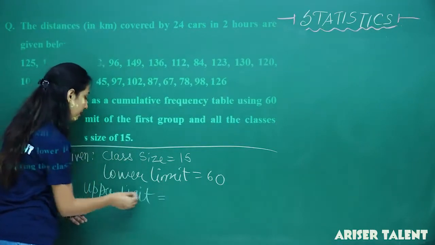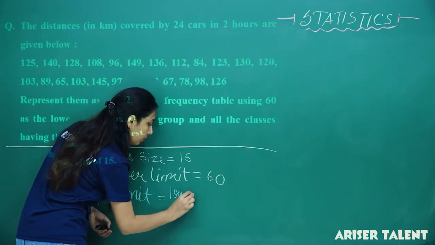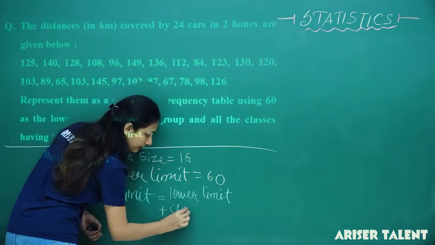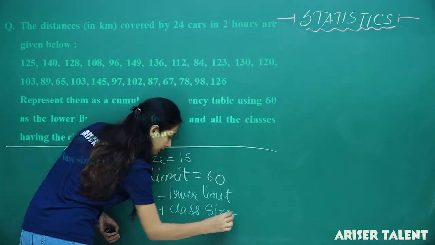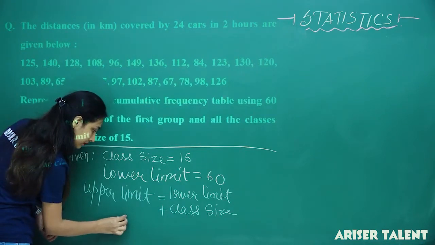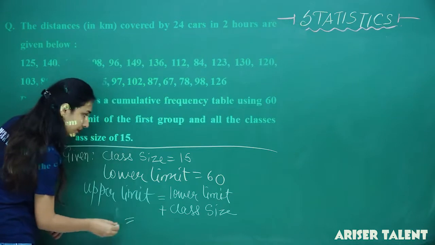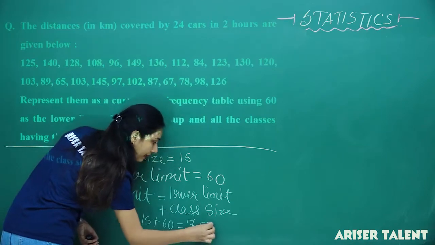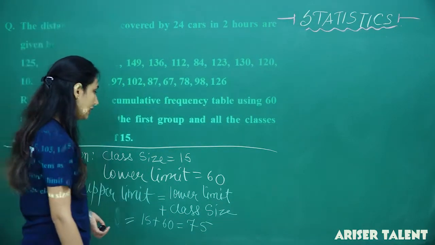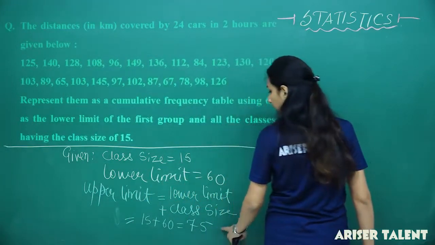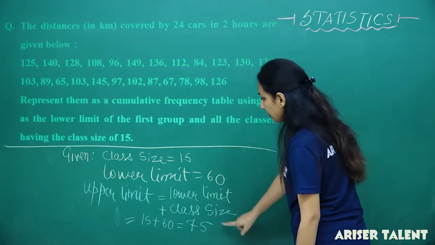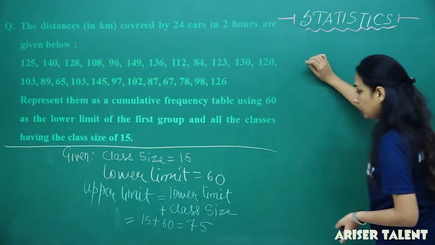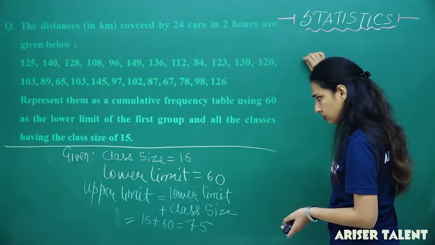So we are doing the second one here. Upper limit equals to lower limit plus class size. That means upper limit equals to 15 plus 60 equals to 75, right? So you are getting this 60 and 75. So if you are getting the 60 and 75, what will be the actual difference? You are getting the size of 15, so 60 will be the difference.